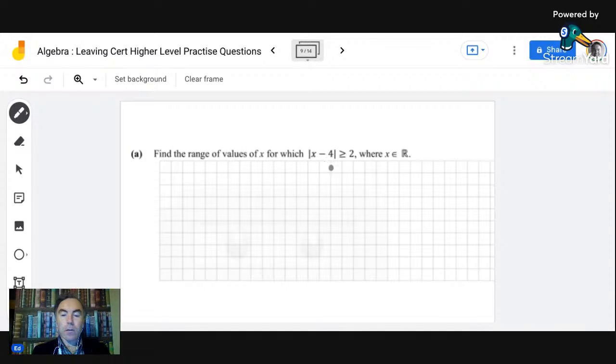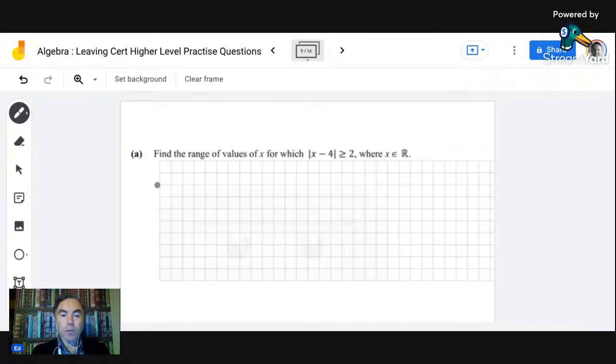Okay, so let's look at the modulus. So there's two things we could do here. We could graph it out, or else we could just change the signs, and also we can actually square both sides, okay?